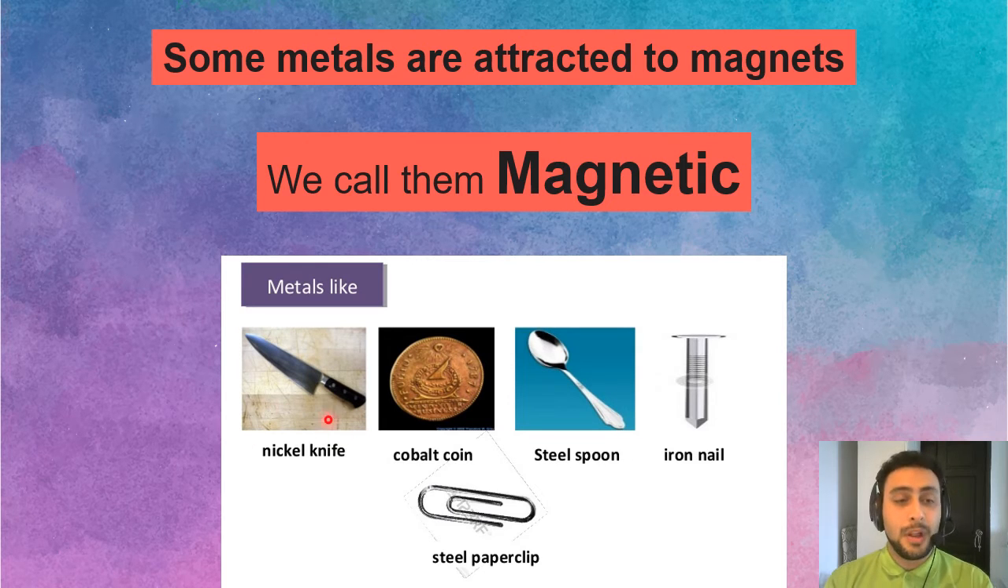Magnetic. For example, this knife. This knife is made of nickel. This nickel knife is magnetic because if you bring a magnet, it will attract it. Or this coin, which is made of cobalt. It's magnetic. A steel spoon or a steel paperclip is also magnetic because it's attracted to a magnet. Even an iron nail is magnetic.